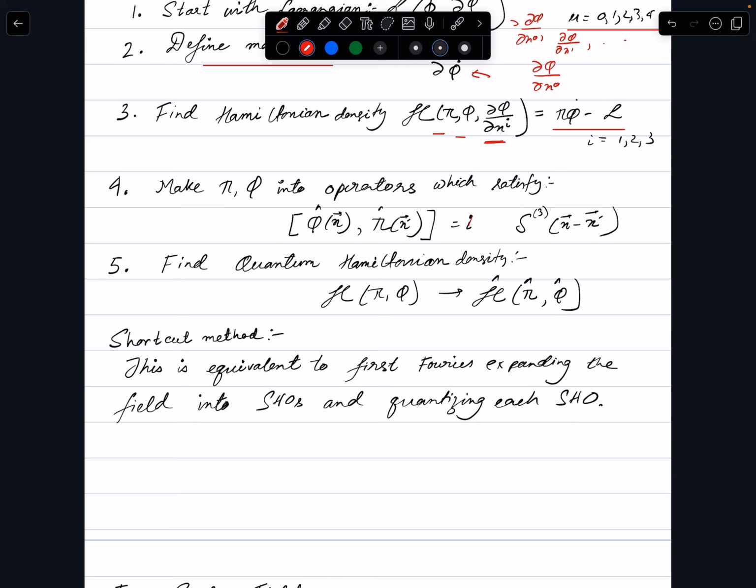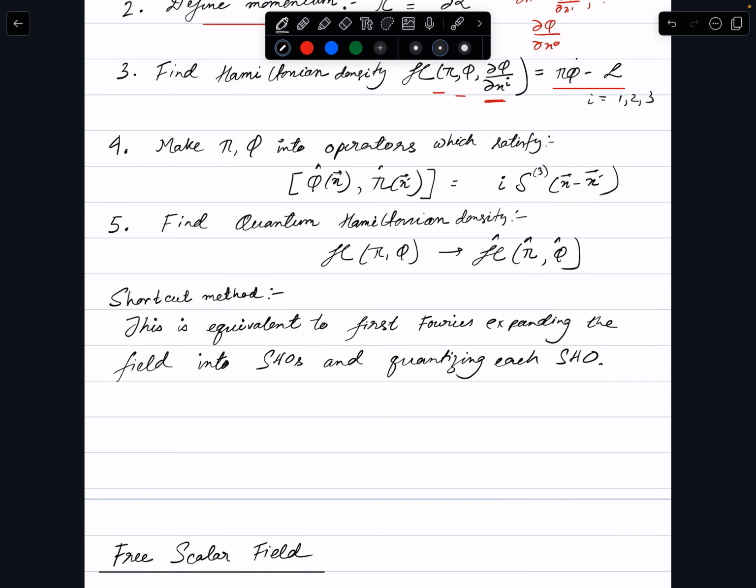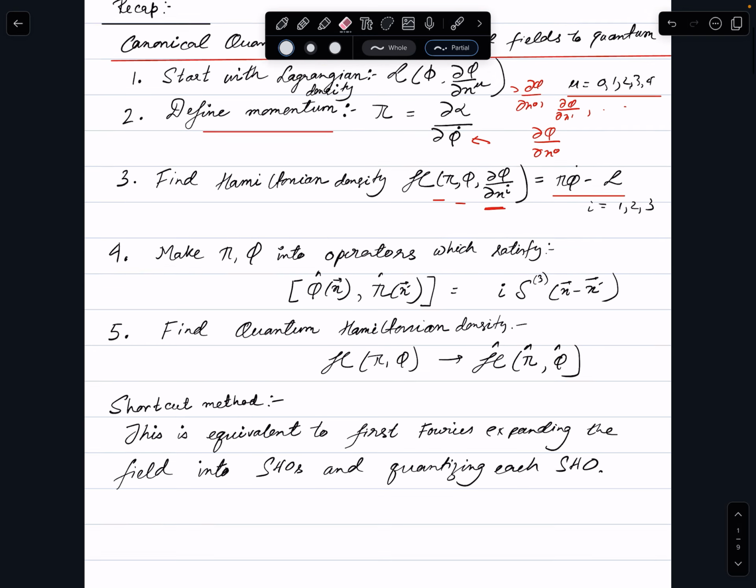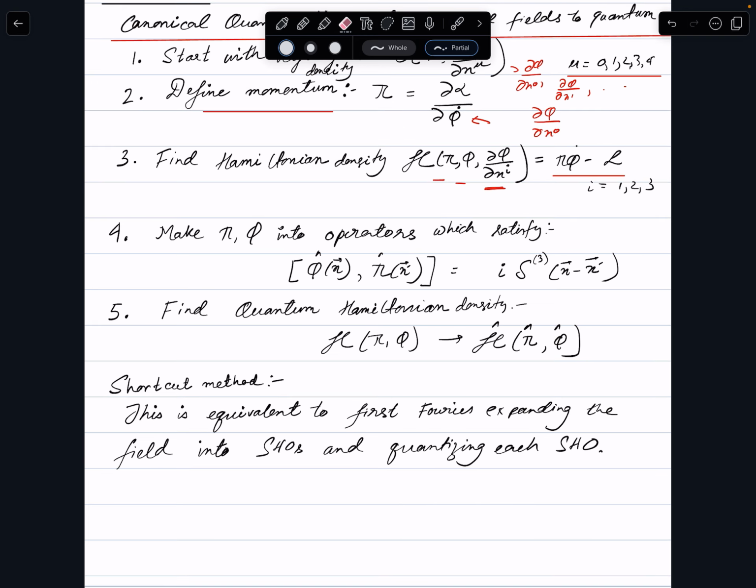Then, when you go from classical to quantum field theory, all you have to do is make phi and pi into operators. These are your basic operators, the operators on which all the other operators will be built. So make pi and phi into operators which satisfy the canonical commutation relation, and that is why it's called canonical quantization, because you impose this commutation relation.